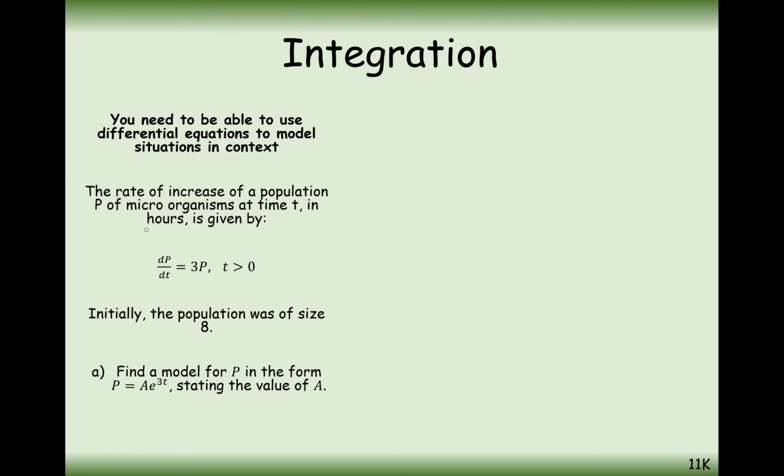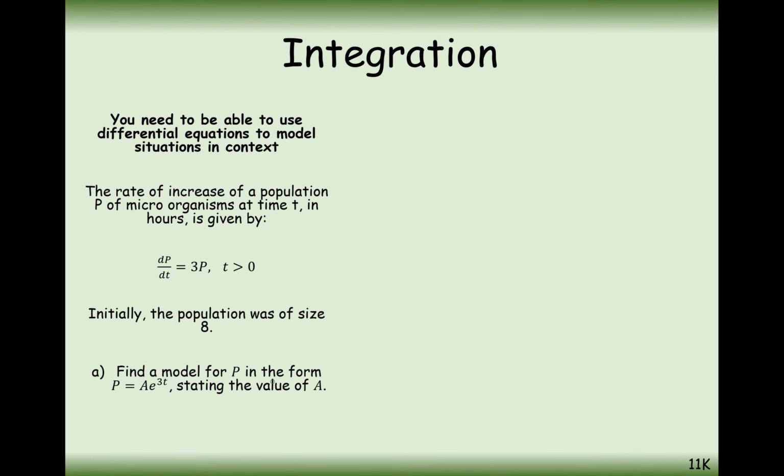So in this question here, the rate of increase of a population P of microorganisms at time t in hours is given by this formula here. dP by dt is equal to 3 times P. That's effectively saying that the rate at which the microorganisms are growing each hour is equal to tripling the microorganisms that are already in there. So effectively they're going to multiply by 4 each period of time that goes on. Each hour. Initially the population size was 8.